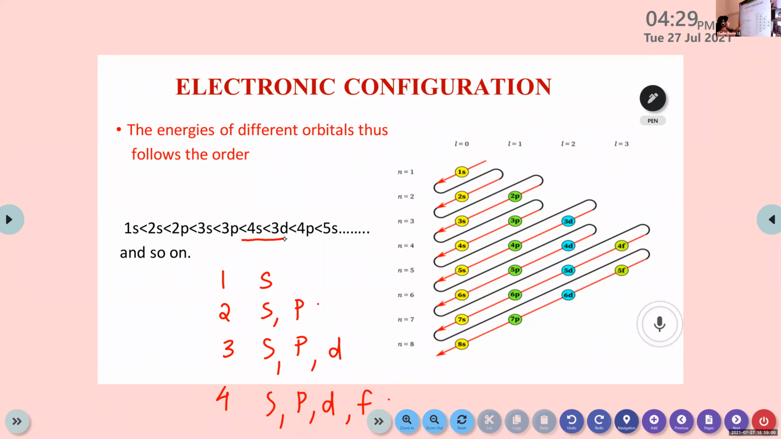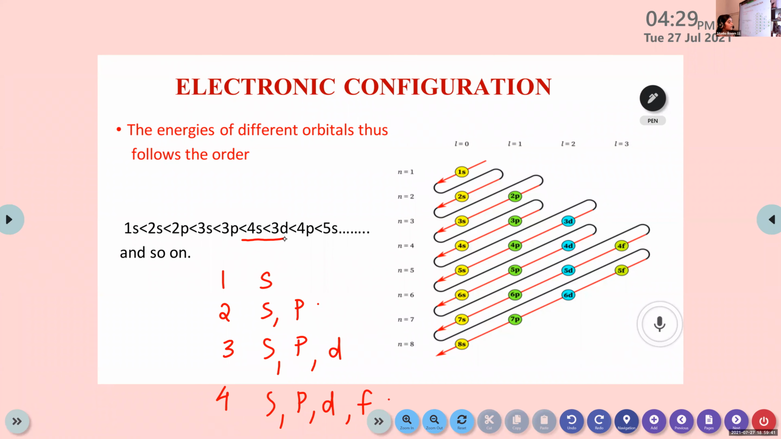1s is less than 2s, less than 2p, less than 3s, less than 3p, then less than 4s, like that. So here you have to write 4s before 3d, then 4p, 5s, etc. So this is the order of increasing energy. You have to fill the electrons in this order. After the completion of the 1s orbital, you can move to 2s, then 2p, then 3s, 3p, 4s, 3d, like that. So that's the Aufbau principle.